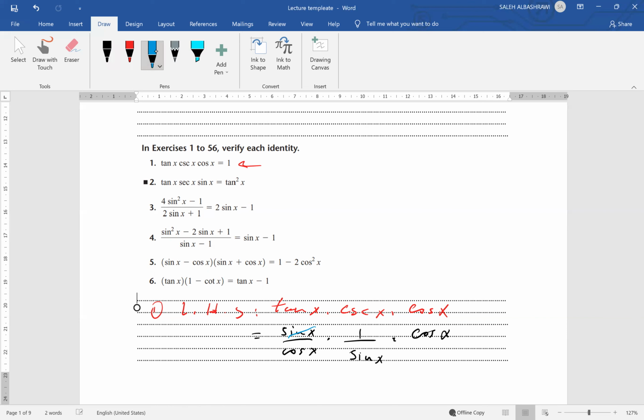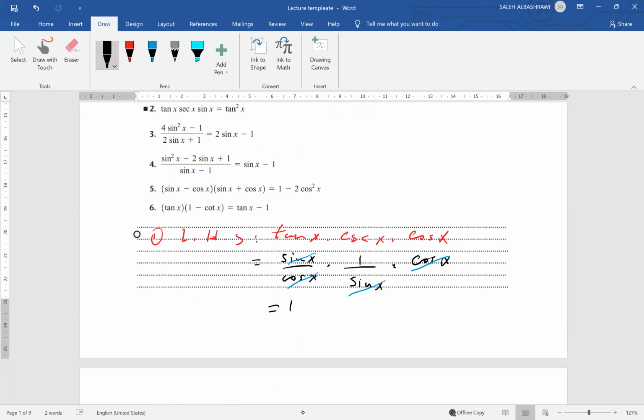Now this sine will cancel this sine and cosine will cancel this cosine. I will have 1, but 1 is equal to the right-hand side. This is the right-hand side. So we can say that we verified the left-hand side is equal to the right-hand side, and we didn't speak about the values of x. So this is true for any value of x, and that's why we call it an identity.